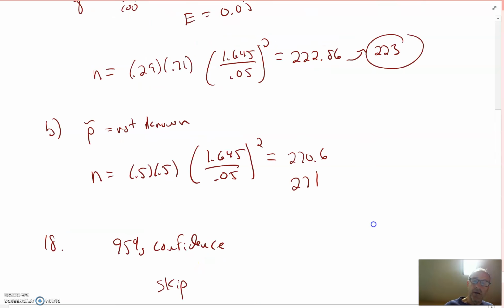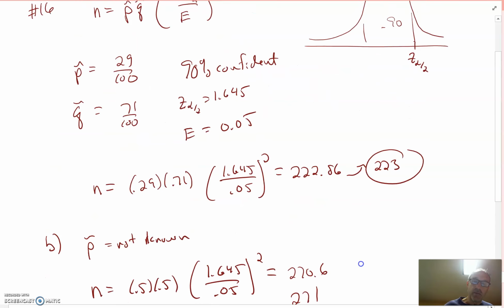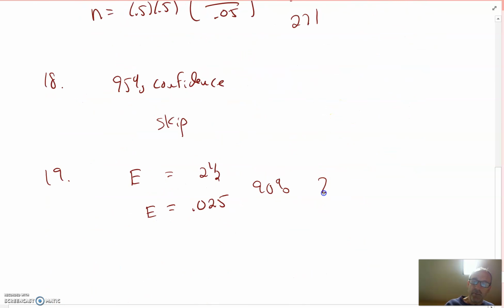Well, we did that already. That was the last problem. So that's the same z value, 1.645. What's left? 35.2%. There's your p hat, q hat. So 35.2. What's the complement of that? You can go 1 minus that. 64.8.